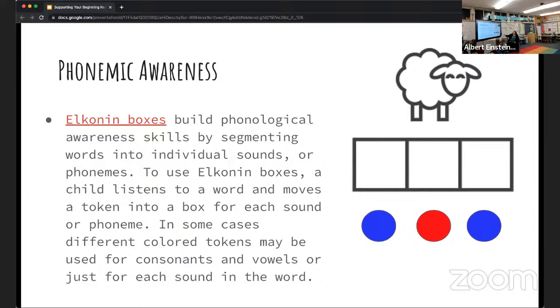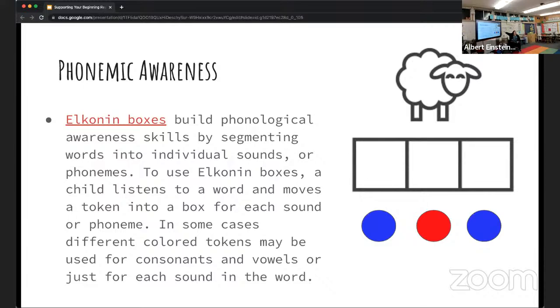And so what they're going to do is they're going to put that marker in the box and say each sound, so that they can see, oh, there are 3 sounds in that word. It gives them that visual again. For a lot of our kids that struggle with understanding how this all works, because learning to read does not come naturally. This isn't something that our brains are wired to do easily. So it can be tough.